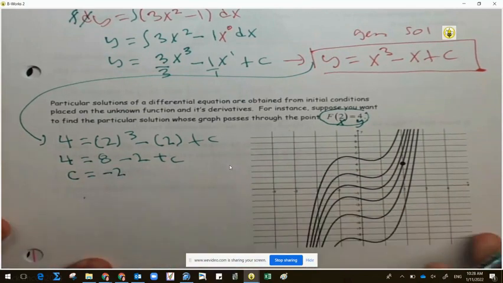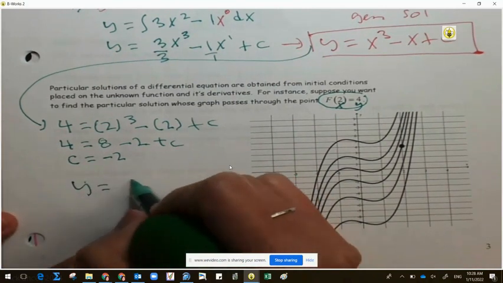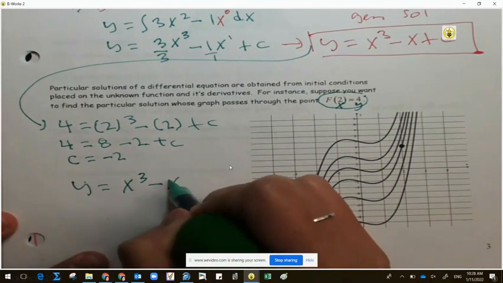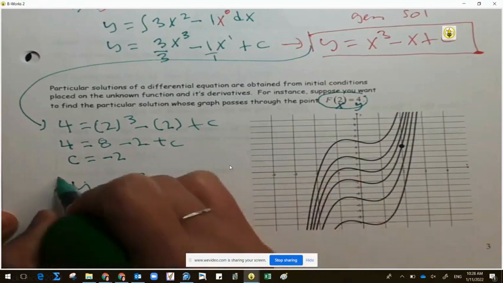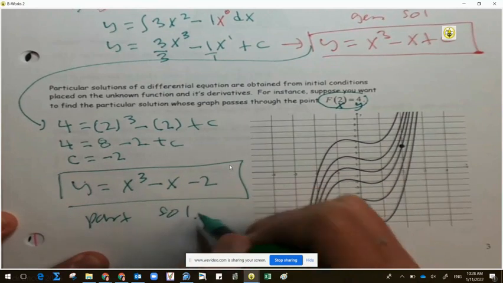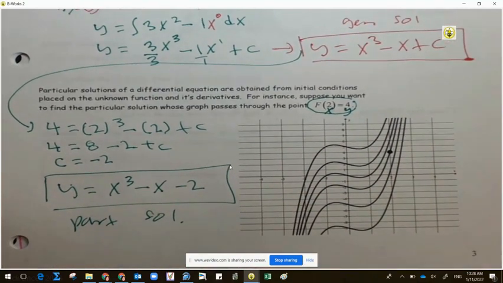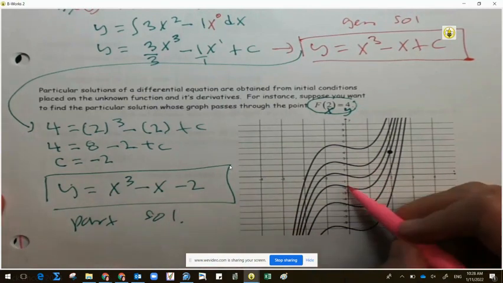-2. So that means our particular solution is going to be y is equal to x cubed minus x minus 2. So this is our particular solution, meaning we know the value of C. And that was a definition on the top. And if you care to look at the graph on the right, let's go ahead and try it. The graph on the right says, when I have the value of 2 as my y-intercept, right here.